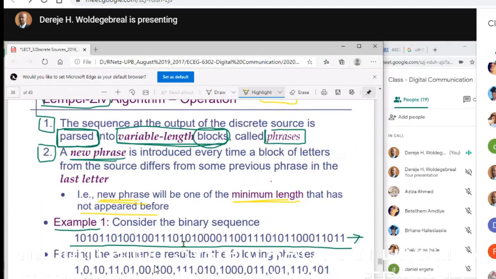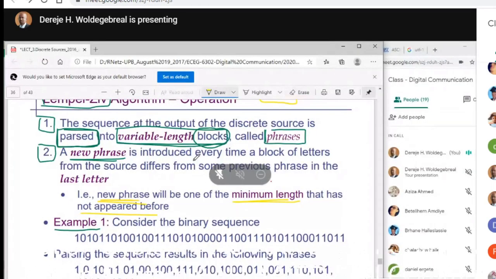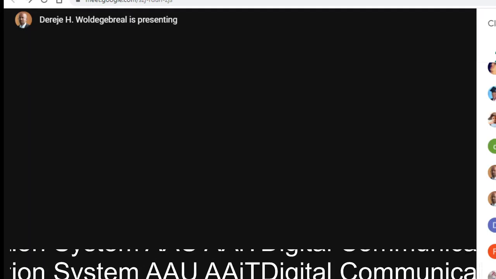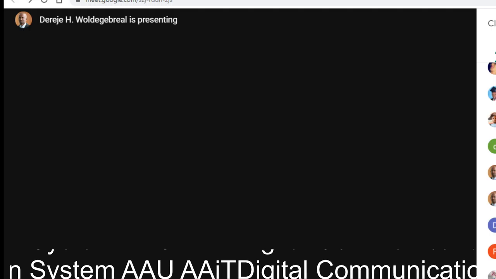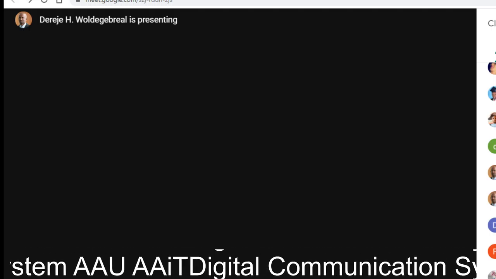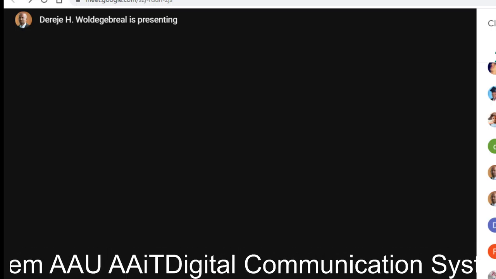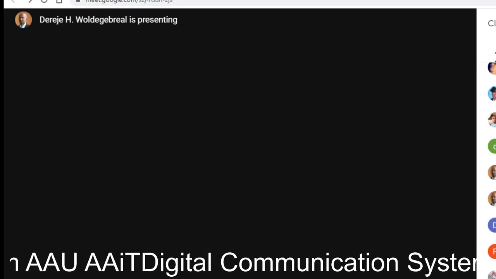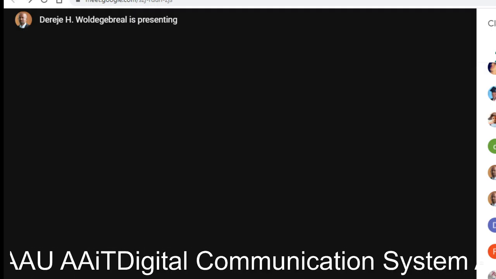Let's see this in the form of an example. Okay, I think an example is good to illustrate. Well, assume that you have the following sequence which is coming to a source coder. Now, how do you do the partitioning? Just for the partitioning, you start from the leftmost.